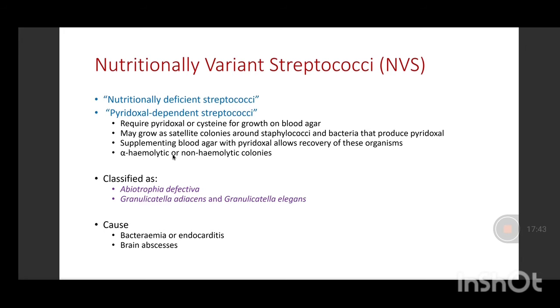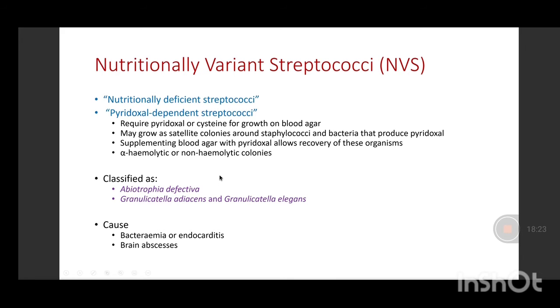Next group of bacteria is nutritionally variant streptococci. They are called so because they have a different nutrition requirement. They require pyridoxal or cysteine for their growth on the blood agar plate, so they are also known as nutritionally deficient streptococci. They can grow around the colonies of other bacteria which produce pyridoxal or cysteine, like Staphylococcus aureus, or you need to supplement it from outside to the blood agar if you want to recover these organisms. Generally they are alpha hemolytic, but a few of them are non-hemolytic.